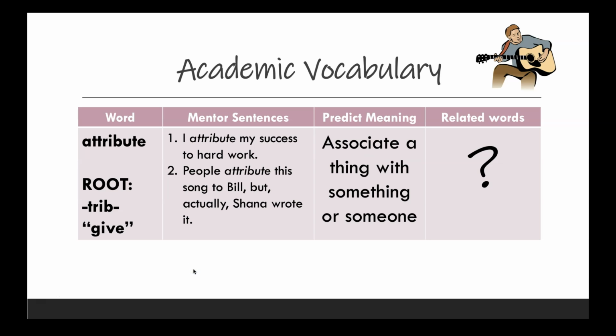All right, hopefully you selected associating a thing with something or someone. It is a verb. It's something that you do. It's kind of like giving credit to something. Now that we know the actual meaning of the word, I want you to think of some possible related words. They could contain the root trib or have a similar meaning to the word attribute. So again, take a minute and think of 2 to 3 related words that tie into or connect to attribute.